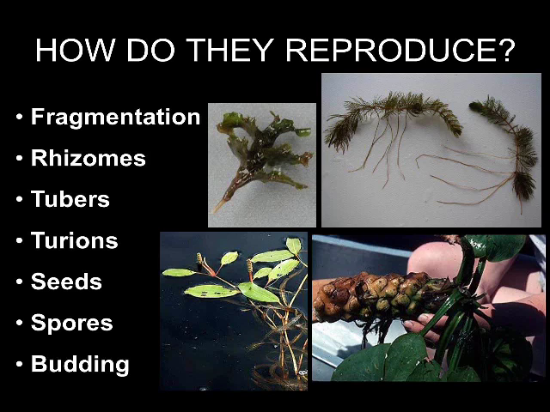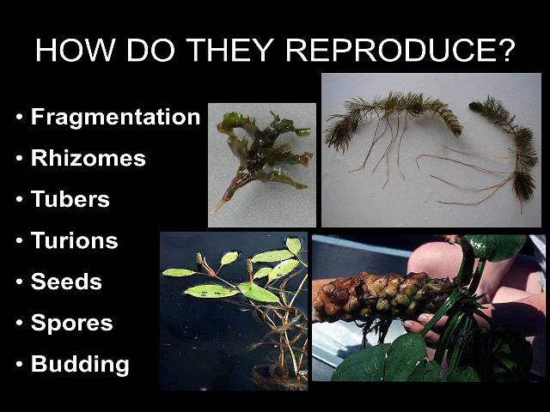In addition, turions are another way that they can reproduce. And this is just a vegetative propagule where the plant basically shrinks itself down into a little ball of energy, and then that can stay dormant in the sediment. And again, when conditions are right, that turion can expand out and a new plant will form again.